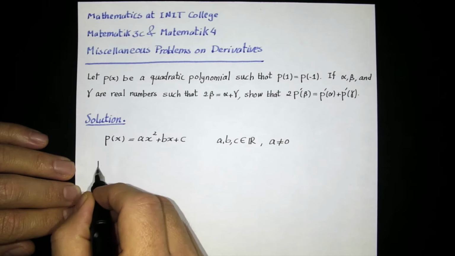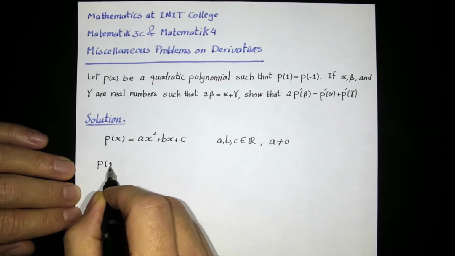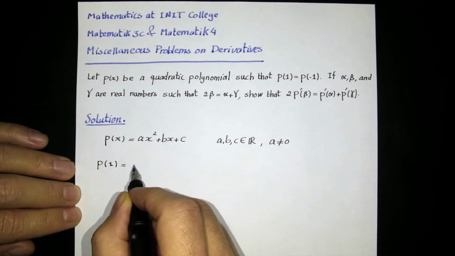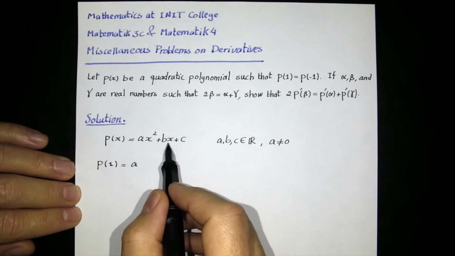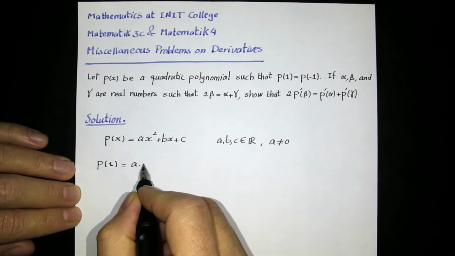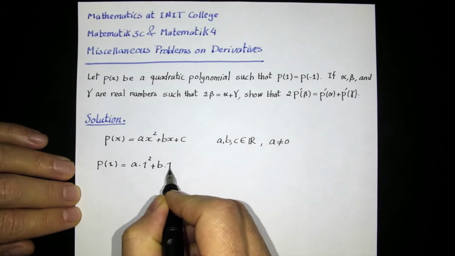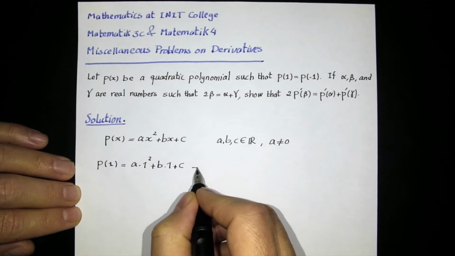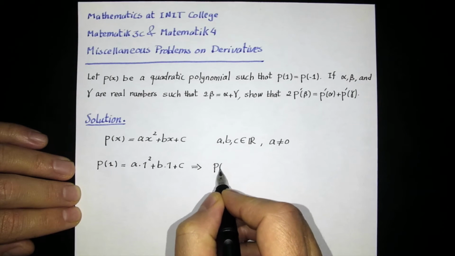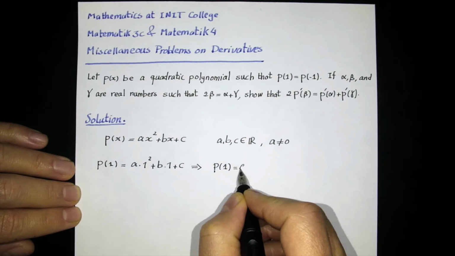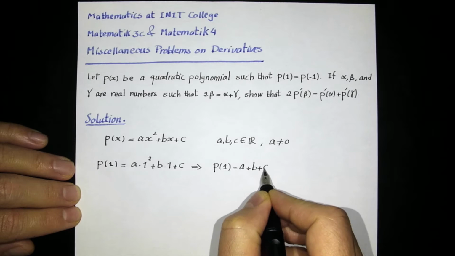So what does it mean? How can I use this? P of 1: I have to replace x with 1 everywhere. So it becomes a times 1 to the 2 plus b times 1 plus c. So this implies that p of 1 is equal to a plus b plus c.